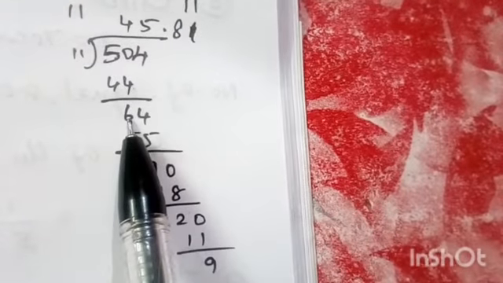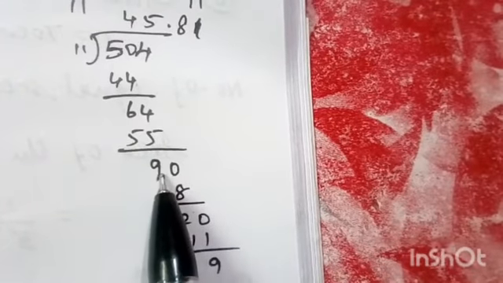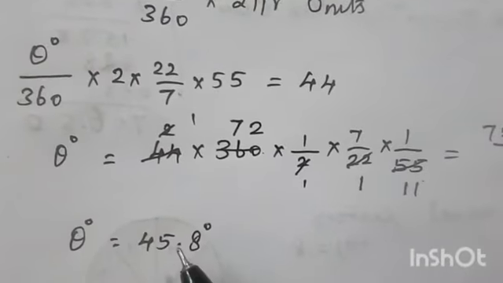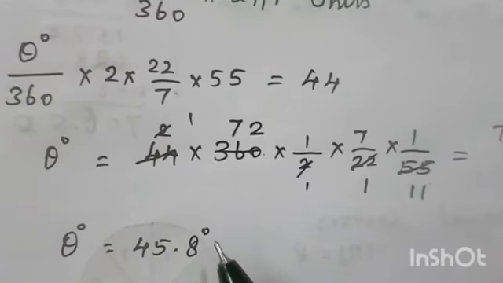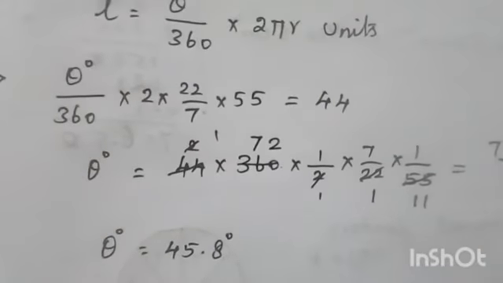That normal division you know: 4 times 44, balance is 6. Then bring down the next digit, 5 11s are 55. Subtract this, it is 9. After that no digit is there, so you make a decimal, then write 0. 8 times 88, balance 2. It is 20, 1 time 11. At least 2 decimal places you have to find, that is enough. That is 45.81. So theta equal to 45.8 degree. Central angle equal to 45.8.